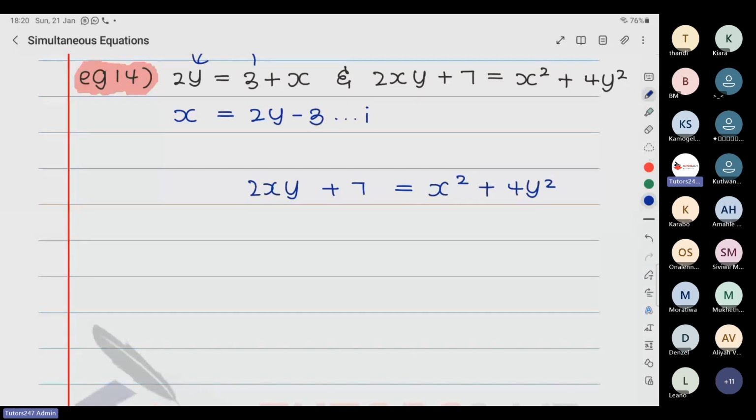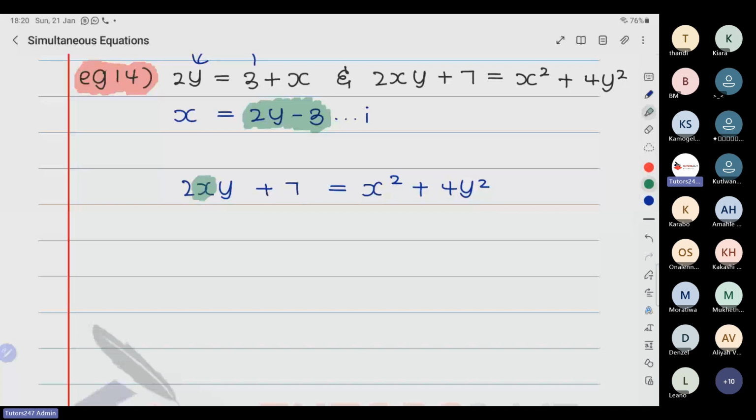So from here, we are going to take equation 1 and we are going to substitute it into equation 2. So where we see x, we are going to substitute 2y minus 3.